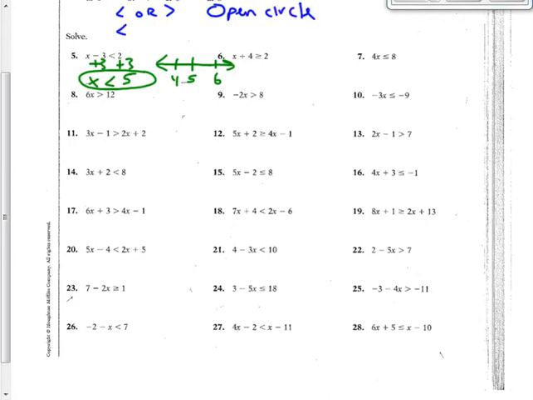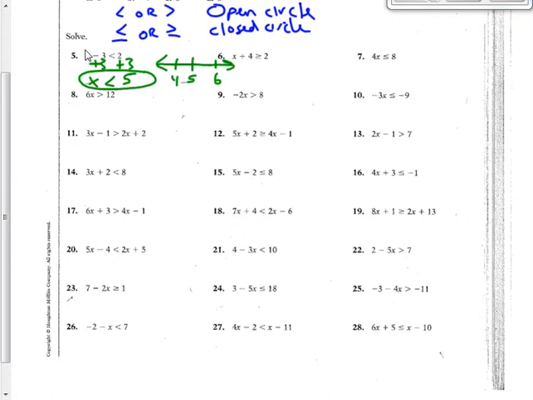If I have a less than or equal to or greater than or equal to, that's going to give me a closed circle. And it's open because I'm not including it. Okay, it goes all the way up to that point but doesn't include it. It's closed because it is included. The equal sign means that it is included.